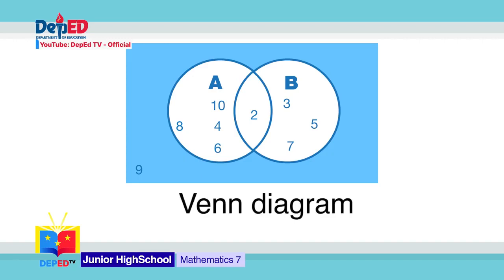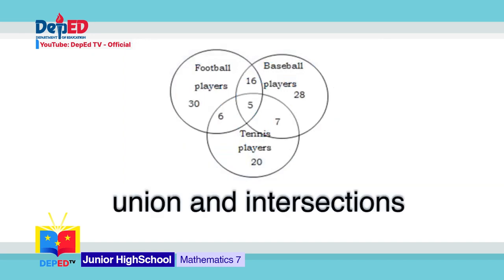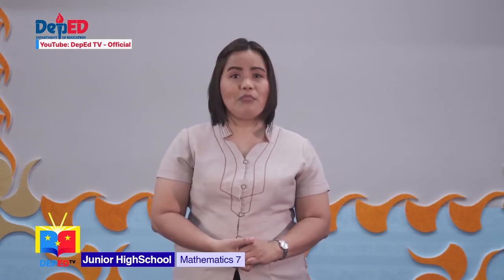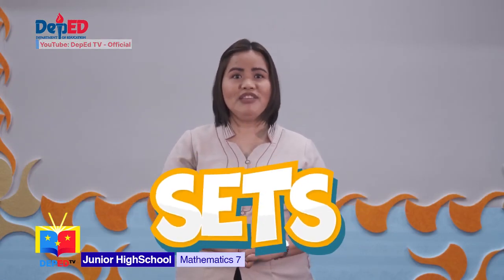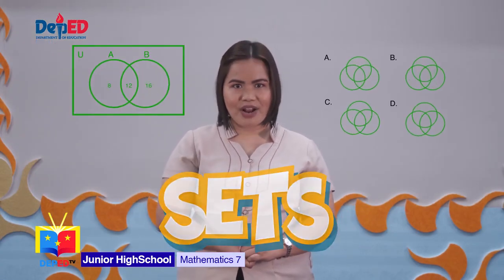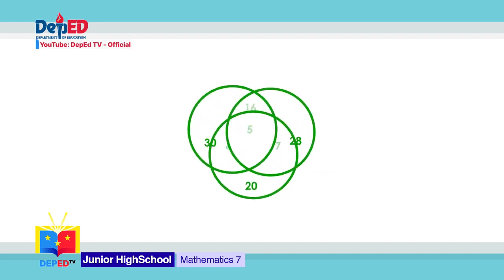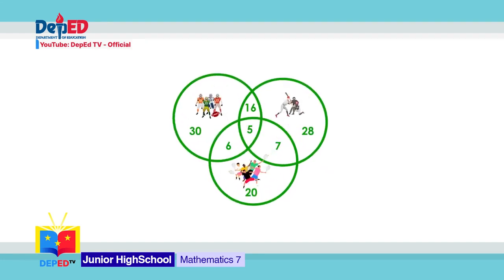Also, the prior knowledge we have about set operations like union and intersection will come in handy when we discuss problem solving. This is the first of two episodes about solving word problems involving sets using Venn diagrams. Before we start, let us test your mastery on the operations of union and intersection of sets. You may draw a Venn diagram to help you find the answer.